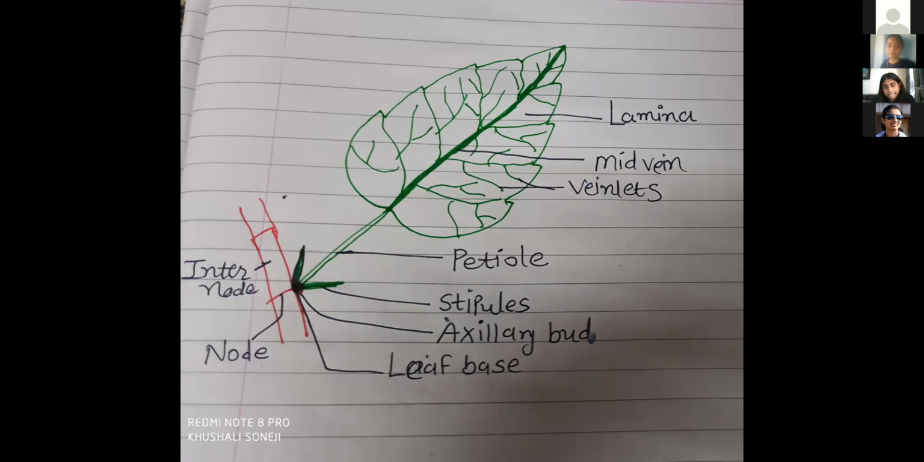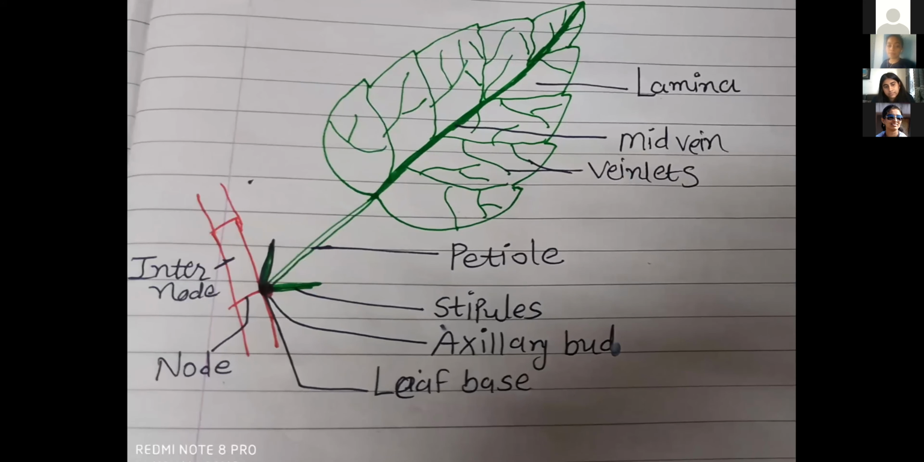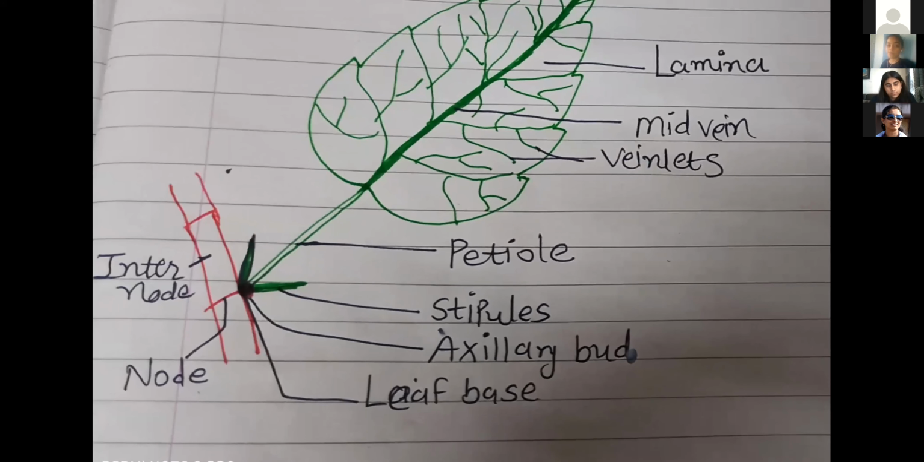Now we are going to study the three main parts of this leaf. A typical leaf has these three parts. The first part we call leaf base. Leaf base is a structure which shows attachment of this leaf to the stem. So it's just a point. We can say that this point we call leaf base shows the attachment of the leaf to the stem, right?